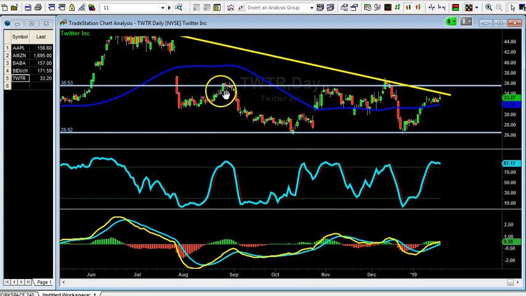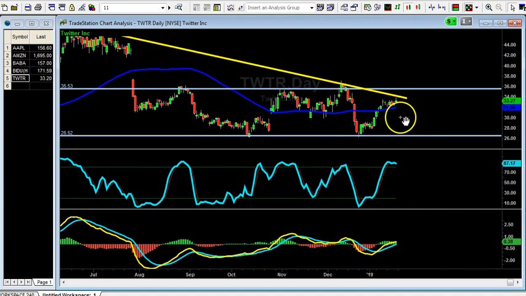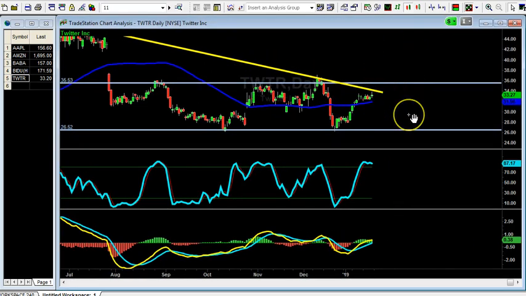So as we can see, it broke here, wanted to retest this line as resistance again, came down to support, tested this as resistance, came down to the 65 period moving average line, came back up, resistance, support. So we're stuck in this range right now. It's going to break out to one side or the other. However, right now we're touching this downtrend line and we're at an overbought situation.